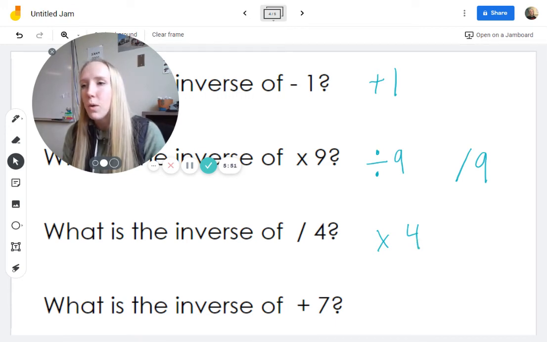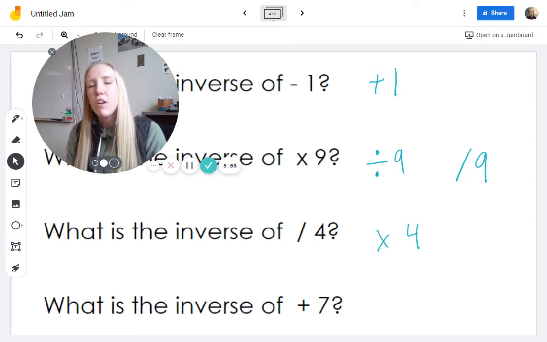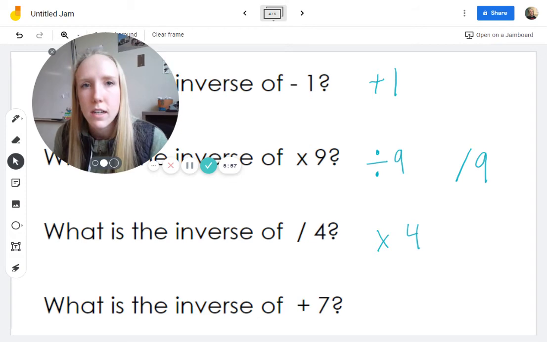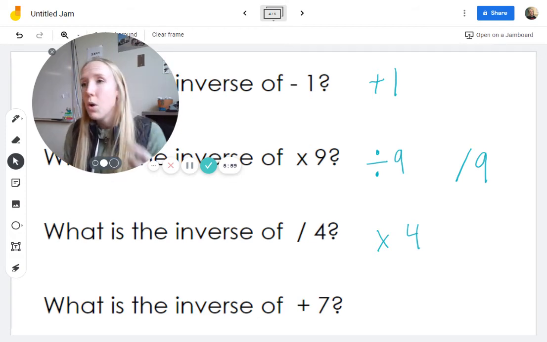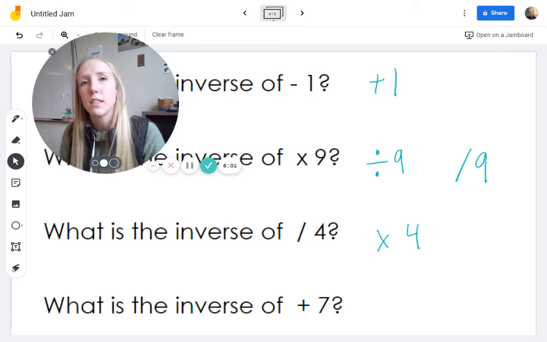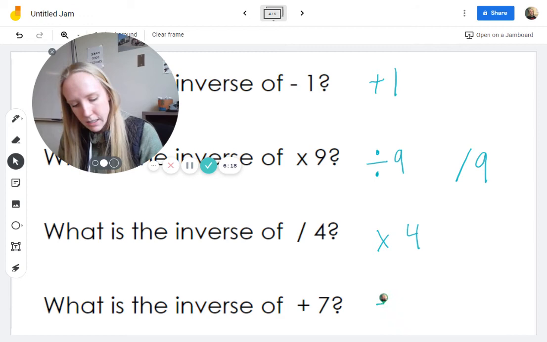Our last one here. What is the inverse, and remember, inverse means opposite, of plus 7? I want you to think to yourself, what is the opposite of plus 7? That is addition. So what is the opposite of addition? The opposite of addition is subtraction. So the inverse of plus 7 is minus 7.